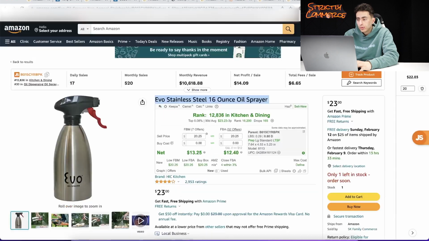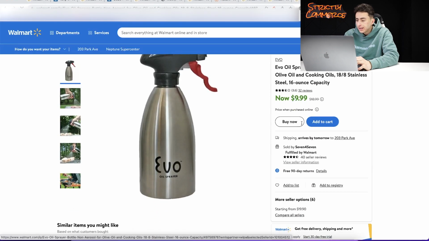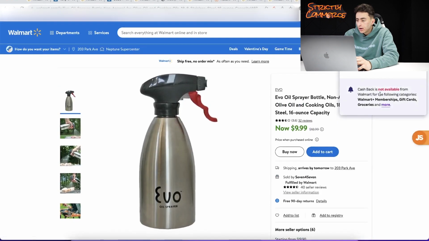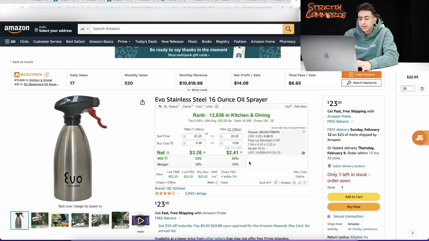So right here we have a 16 ounce oil sprayer. Walmart, $9.99. What was the payout here? $12.40. Could be a decent item. It's from a third-party seller, so this actually could be cheaper at some points. But I normally don't buy from third-party sellers, but sometimes there is money to be made, and we don't want to discount a 24% ROI item on something that's light.